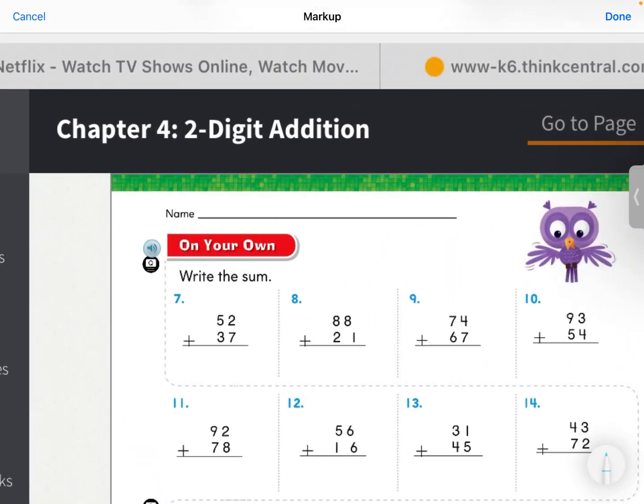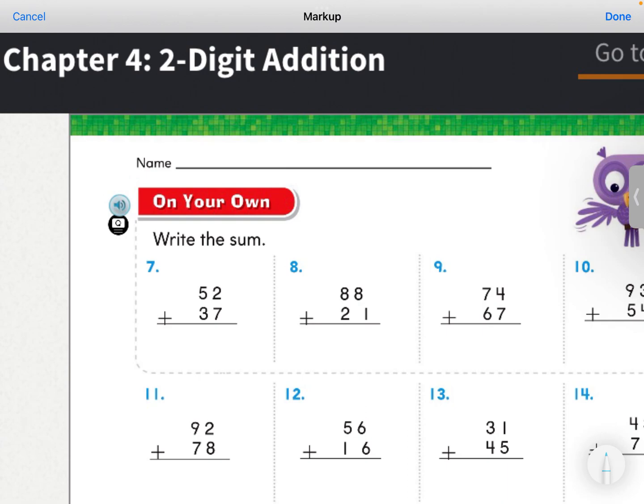just to make sure that you're still getting the same answer as me. Okay? The directions are to write the sum. So my add-ins are 52 and 37. I'm going to put my ones together. 2 plus 7, 9. 5 tens plus 3 tens, 8 tens.